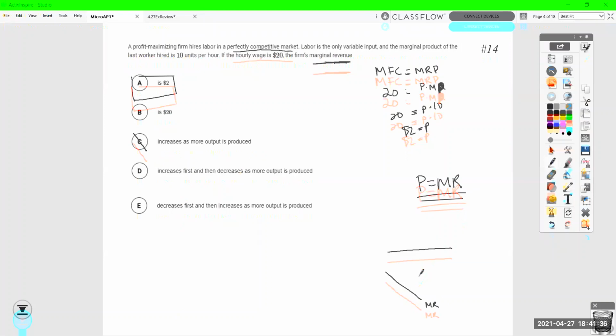The reason it can never be increasing is because of the law of diminishing marginal utility, because our utility is going to decrease, which means we're less willing to pay those higher prices. Increases at first and then decreases. Well, as soon as it says increases, for the same reason, we got to knock it off.